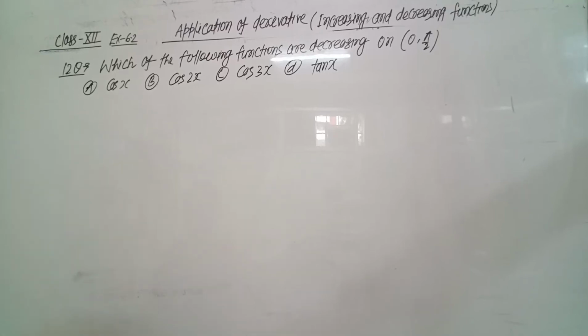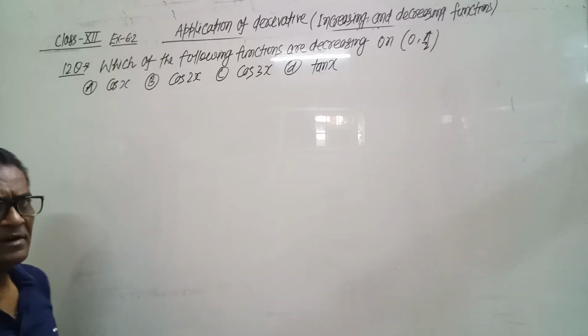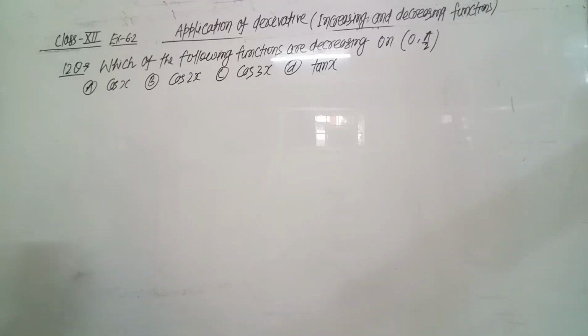We continue Exercise 6.2, increasing and decreasing. The 12th question: which of the following functions are decreasing on 0 to pi by 2? Four functions are given: cos x, cos 2x, cos 3x and tan x. We have to say which of these functions are decreasing in the first quadrant, from 0 to pi by 2.